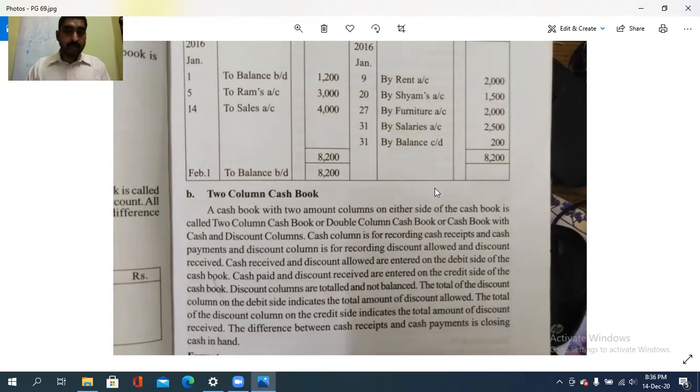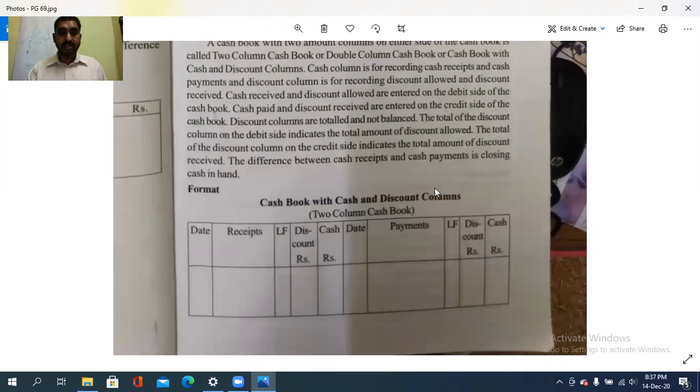Discount column is for recording the discount allowed and discount received. Cash received and discount allowed are entered on the debit side, as it is the cash received and also it is an expense. Cash paid and discount received are entered on the credit side of the cash book. Discount columns are totaled and not balanced. Only the debit side is totaled and the credit side is totaled, not balanced. While the cash column, like the previous simple column, here also we need to balance it. The total of the discount column on the debit side indicates the total amount of the discount allowed and vice versa, that is discount received. The difference between the cash received and cash payments is the closing cash in hand. So this is the case.